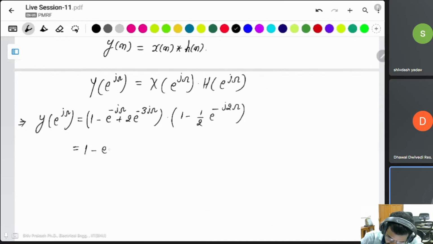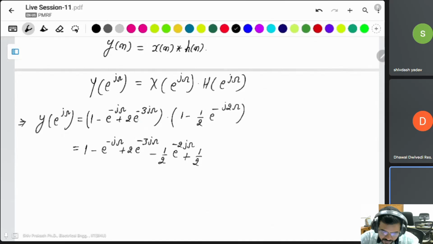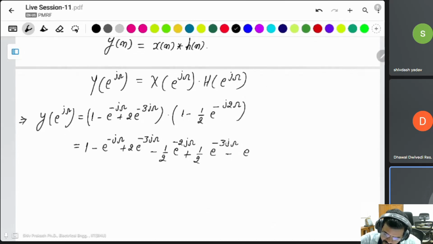It will be 1 minus e to the power of minus jω plus 2e to the power of minus 3jω. Then we multiply by minus half, which gives minus half e to the power of minus 2jω; minus times minus is plus, and the magnitude is half. If you multiply these two, the powers are added because both are negative powers, so e to the power of minus 3jω, minus 2 into half is 1, and the power becomes minus 5jω.